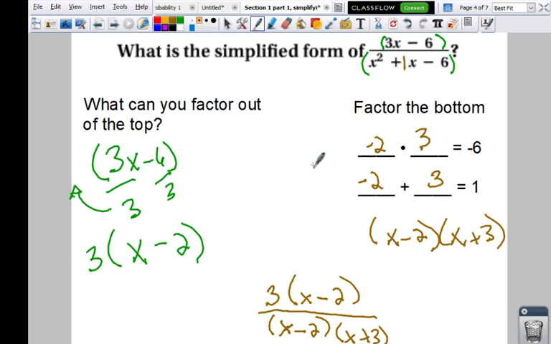Okay. So I factored my 3 out of the top part. I factored the bottom part here with the in-middle factor. After I do that, I'm just going to rewrite it, and I'm going to see what cancels out. X minus 2 and x minus 2 cancel out, right? Because they're both the same. And let's see, I've got a 3 left over on top, and an x plus 3 left over on the bottom, and that's it.